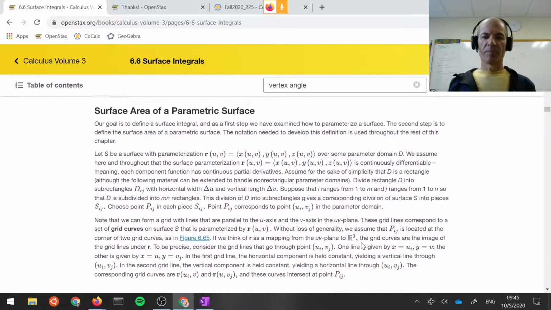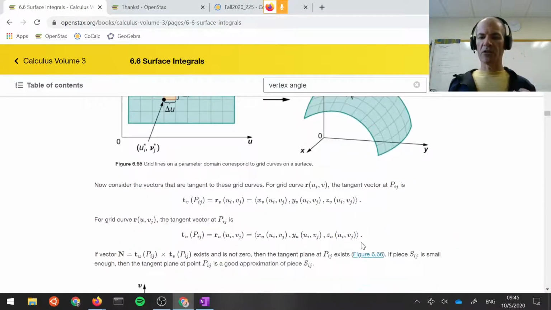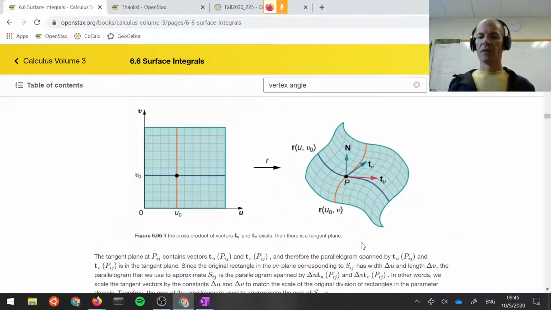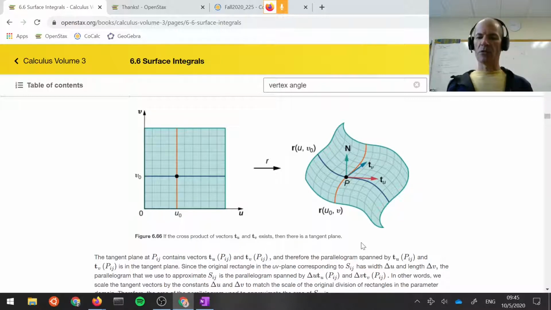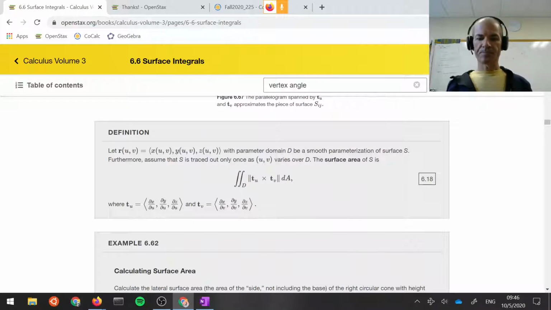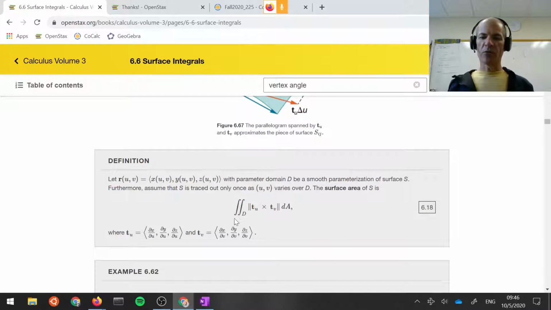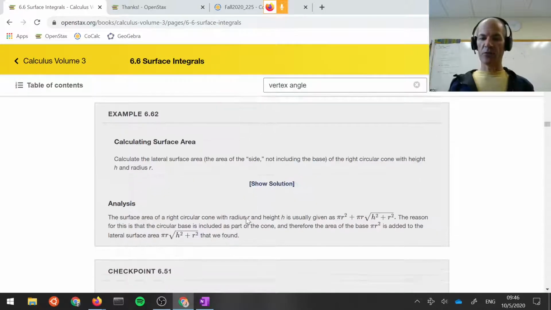All right, so surface area of a parametric surface. We're going to build this using integration. As I described, we take the partial of the parameterization in the u direction, in the v direction, cross product, magnitude. That gets a little patch of area. We sum up those little patches of area in an integral like this. And if we integrate over the parameter domain D, we will get the area of the surface.